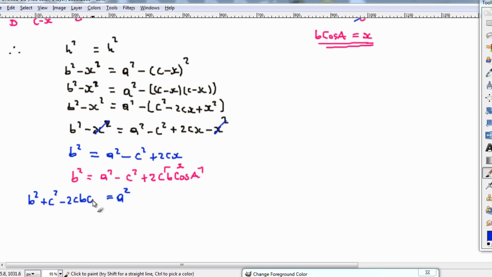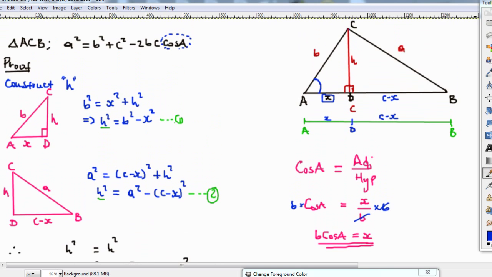minus 2cb cos of a, and that is a squared is equal to b squared plus c squared minus 2cb cos a. Whether we write cb or bc first, they are the same at the end of the day. So yeah, that's that. This is the proof here, the cosine rule, which is exactly what we had to prove.